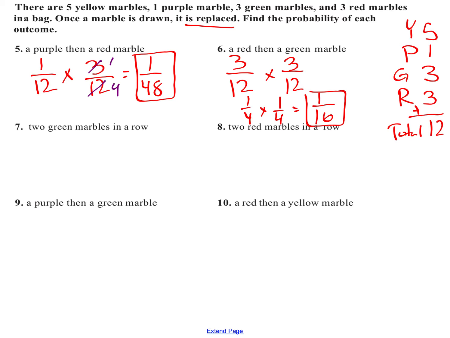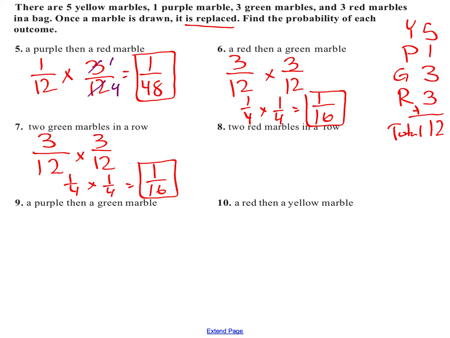Okay, 2 green marbles in a row. Okay, first, for the first green marble, it's 3 out of 12. For the second green marble, after putting it back, it's still 3 out of 12. This is 1/4 times 1/4, which is 1/16. Okay, number 8. 2 red marbles in a row. Well, 3 out of 12 times 3 out of 12. I think I've seen this one before. Maybe this time I'll do it without reducing first. This would be 9 out of 144. And then you reduce that and it comes out to be 1/16.